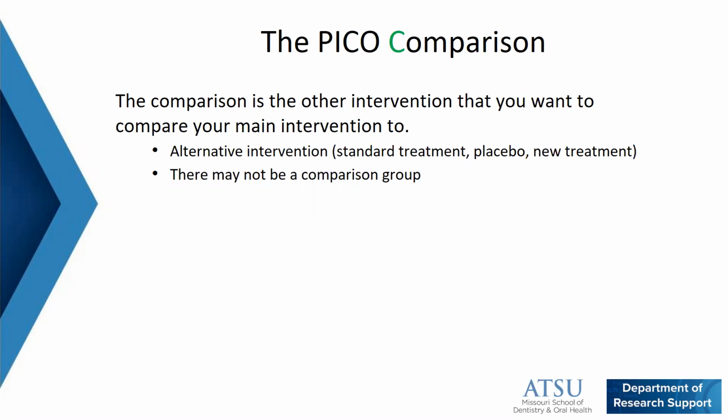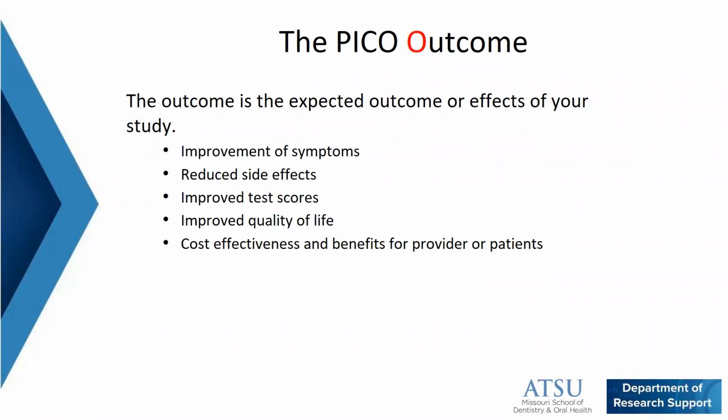So for example, if you want to evaluate the anxiety level in patients undergoing anesthesia for dental treatment, in this case, we have no control group. We are just evaluating all the patients who are undergoing anesthesia for dental care, and we are looking at their anxiety levels. Okay? So the last is the PICO outcome.